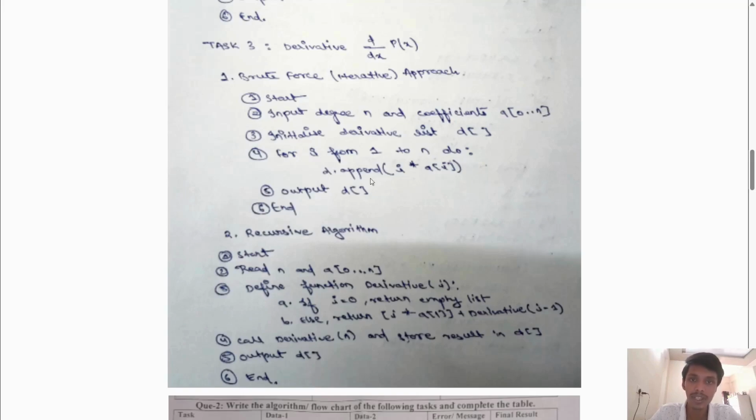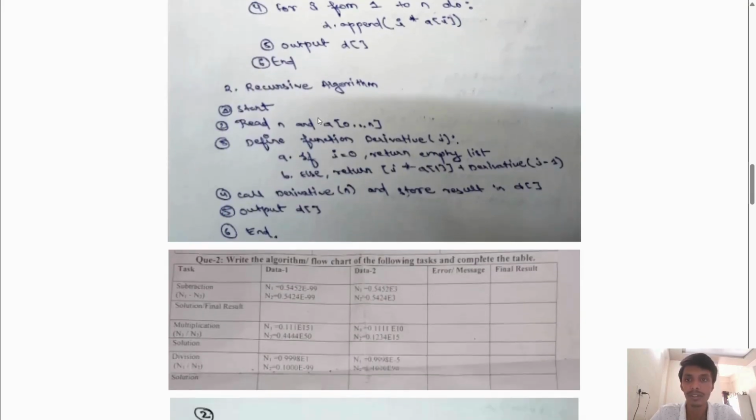We are appending every term in the d. The d is the derivative list. We have initialized it, or i into a minus 1. a minus 1 are coefficients, and i are the terms from the i for loop. So this way the brute force technique works. It has time complexity of big O of n square, since every term gets called 2 times.